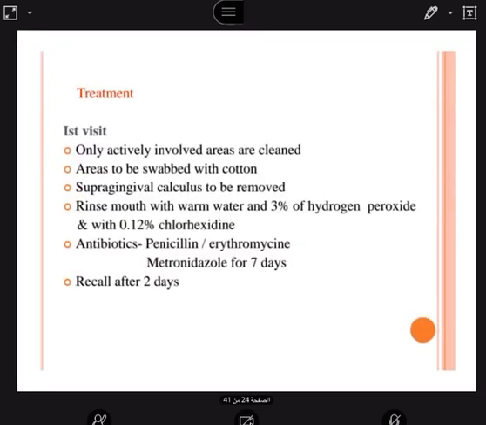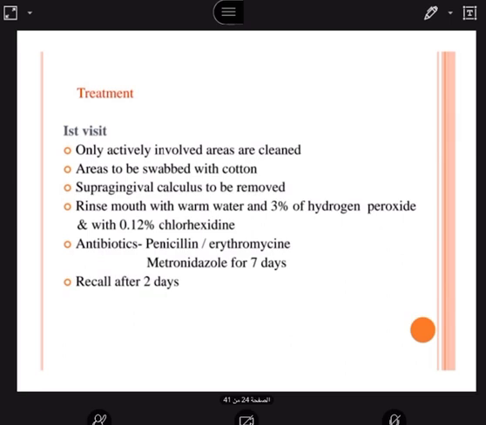So what will you do as a dentist? First visit, you only actively clean the involved area. You will not do a generalized treatment. Only where it is very severe, you try to actively clean that area. Areas to be swabbed with cotton, keeping in mind that the patient can have severe pain. Supragingival calculus has to be removed. Rinse the mouth with warm water and 3% hydrogen peroxide and 0.12% chlorhexidine. All these things have antiseptic properties.